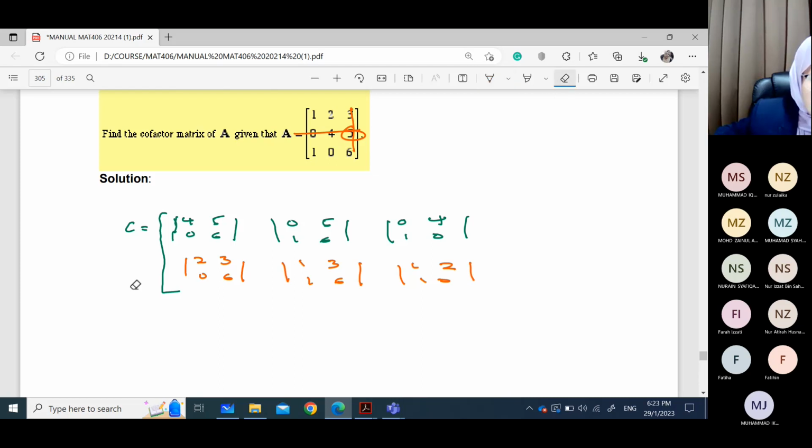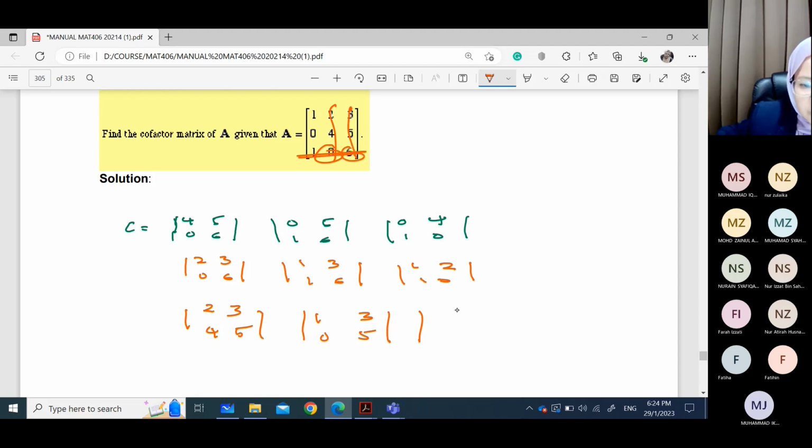Okay, so untuk third row, kita pergi kepada third row, row yang ketiga. This one kita eliminate for third row and first column. 2, 3, 4, 5. Okay, and then second, 1, 3, 0, 5. Next, yang ini 6, 1, 2, 0, 4.